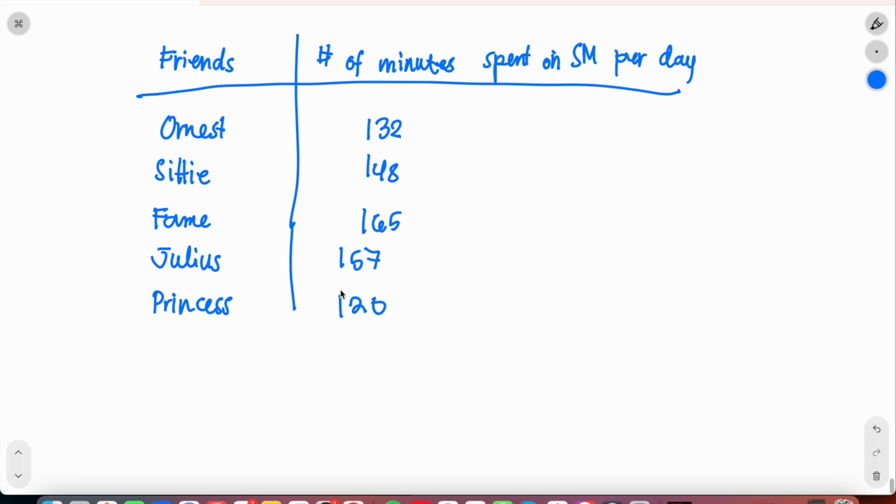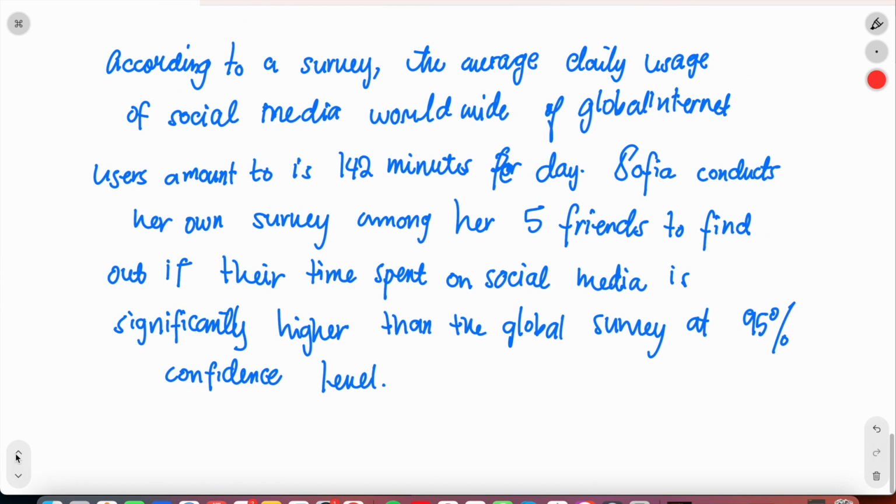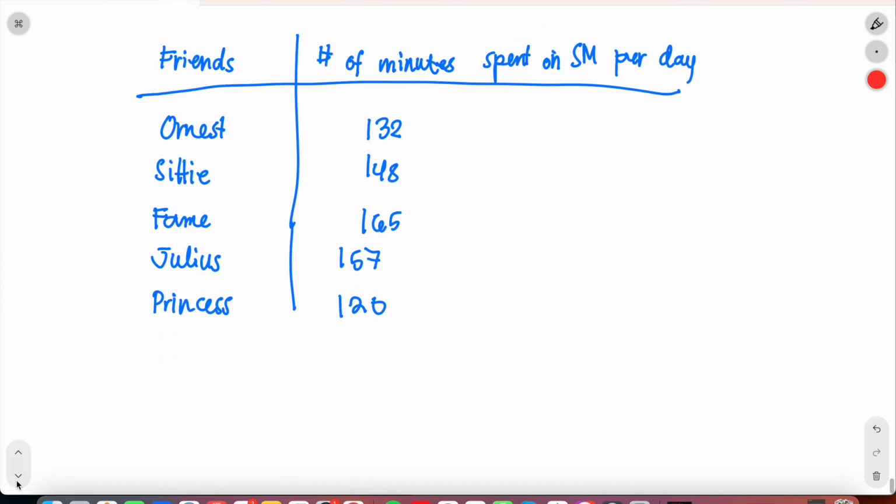Okay, so let's solve what we're given. Our mu here is the population mean, the average daily usage of social media worldwide. It is mentioned that it's 142 minutes.